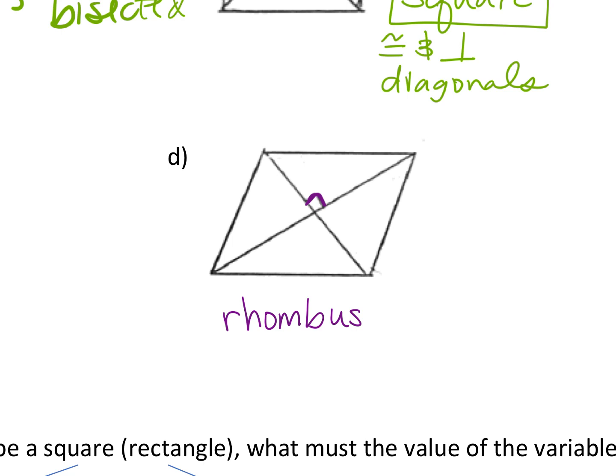The perpendicular. They don't tell us anything about the diagonals. They don't tell us anything about the lengths of the sides, right? So we know it's a rhombus because it has perpendicular diagonals, but that's the only thing we know. So don't go assuming other things.